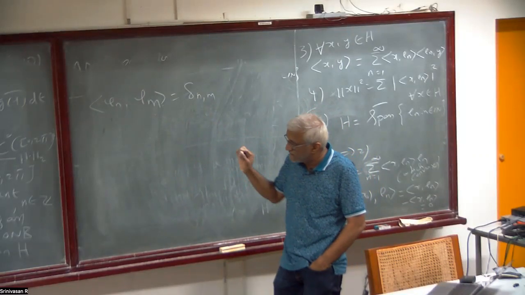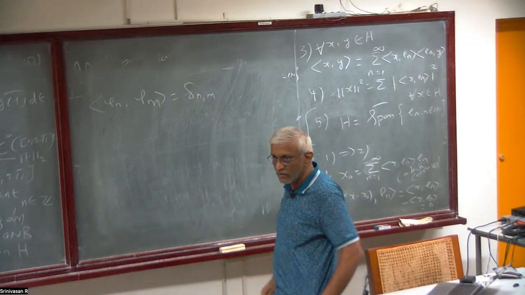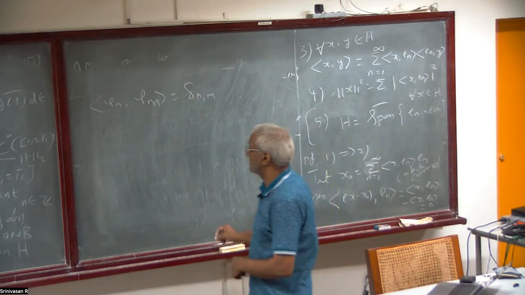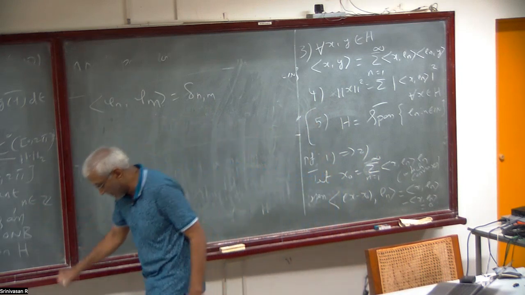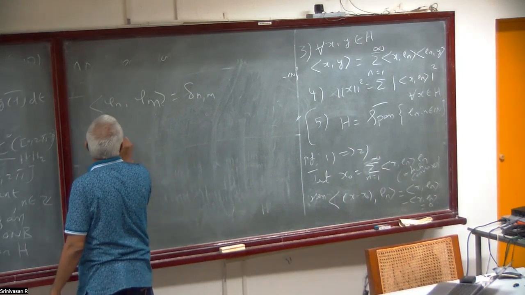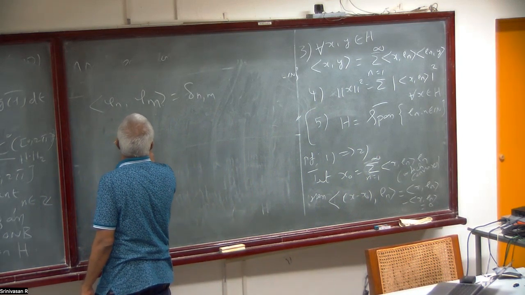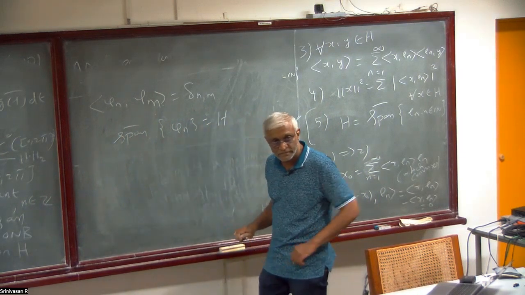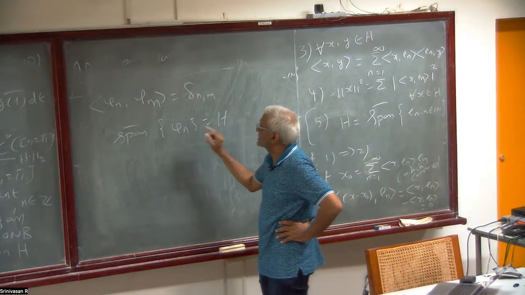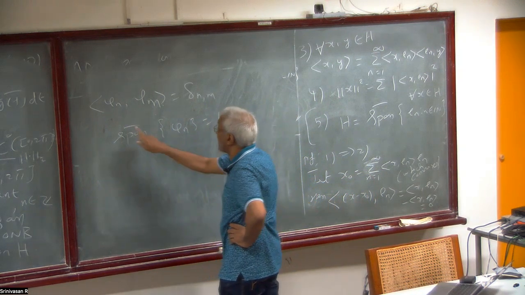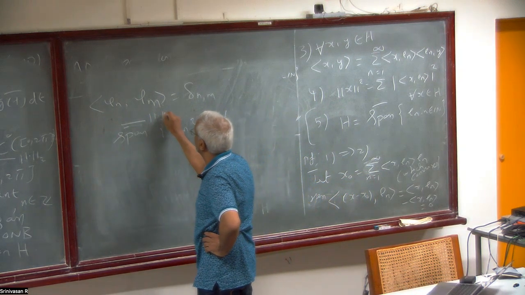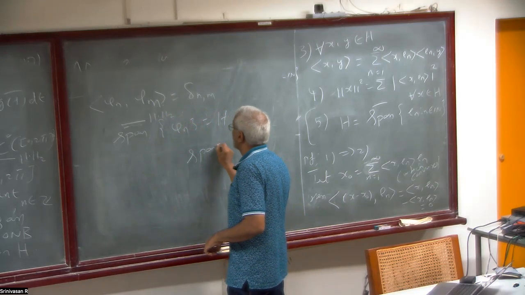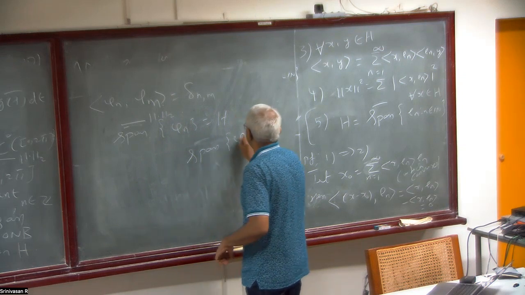All you have to prove is that this is a maximal orthonormal set, that it generates. So for that, you only have to prove that the span closure of φ_n equals H. That's what you have to prove. First you prove that the span closure of this φ_n, this is in the norm.